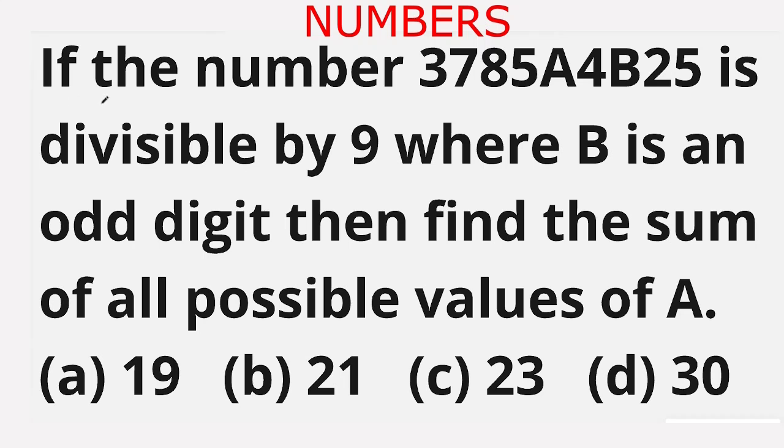Our question is, if the number 3785A4B25 is divisible by 9, where B is an odd digit, then find the sum of all possible values of A. The given options are option A 19, option B 21, option C 23, option D 30.